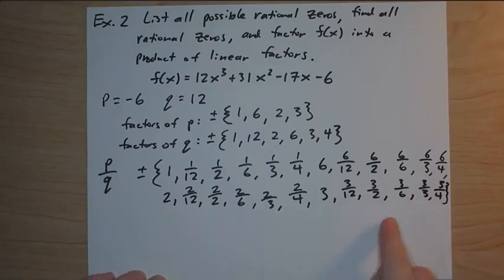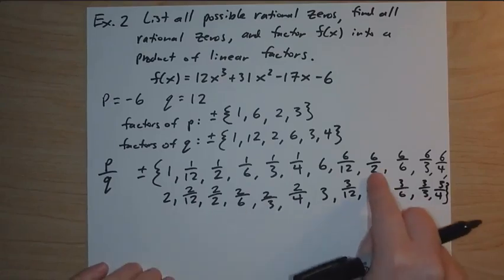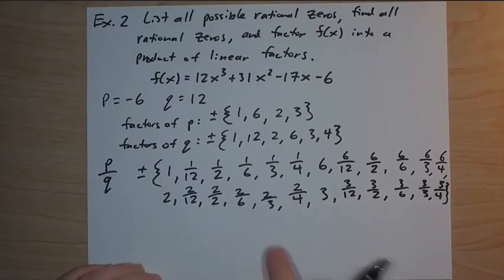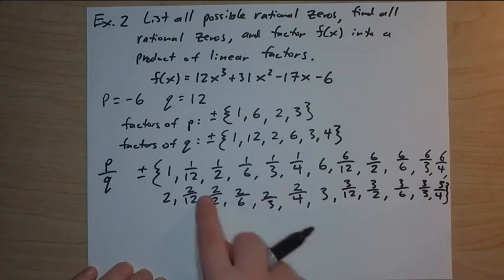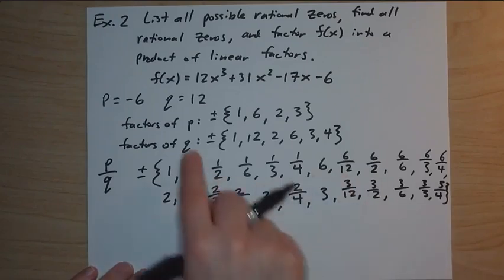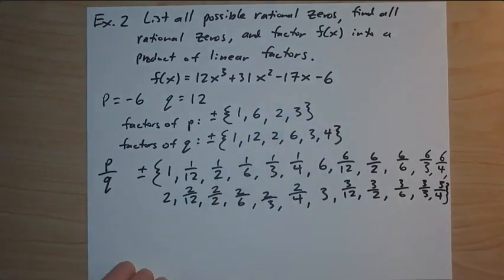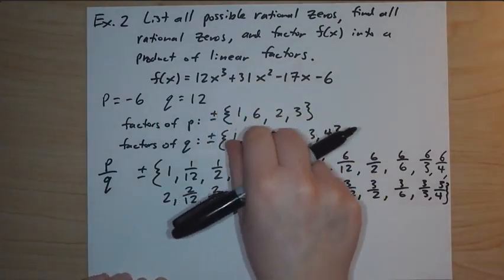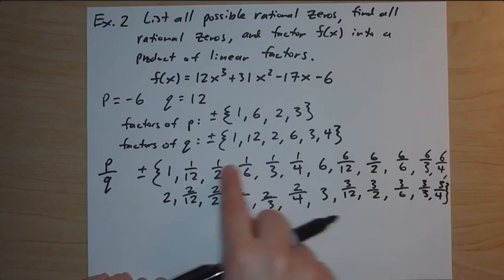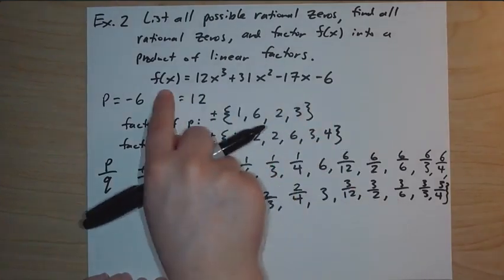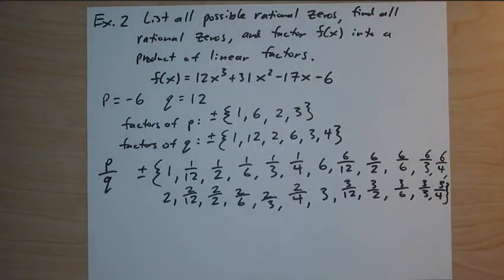So again, some of these might repeat. For example, 6 divided by 2 is the same thing as 3, and 3 over 3 again is 1, and so on and so forth. But these are all the possible rational zeros of our function up here. So next we want to actually find which of these are the actual zeros of our function f of x. We want to find all rational zeros.